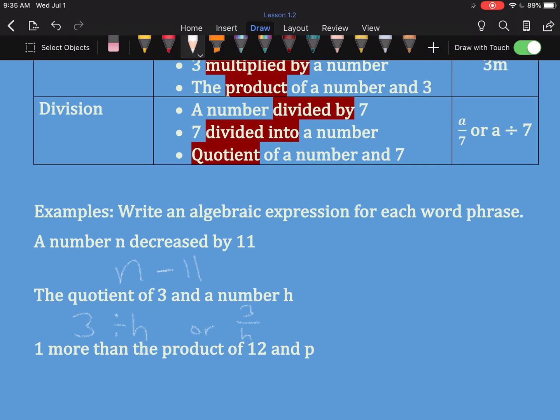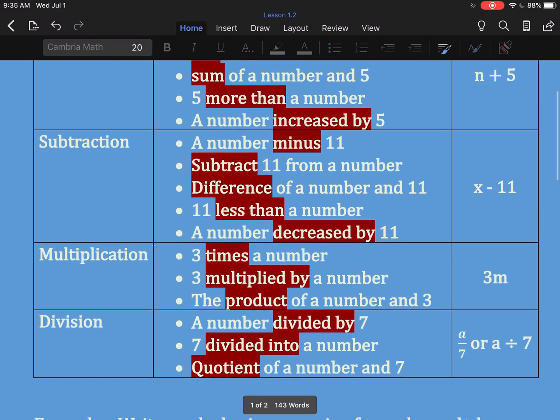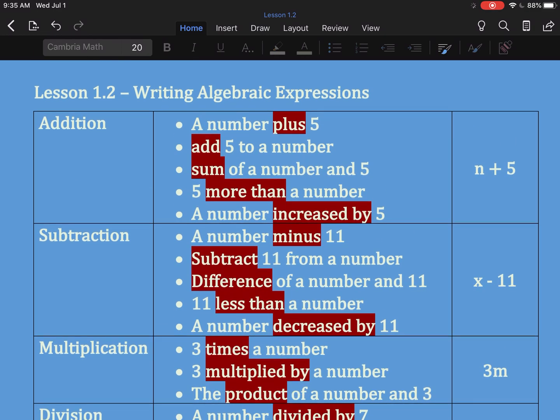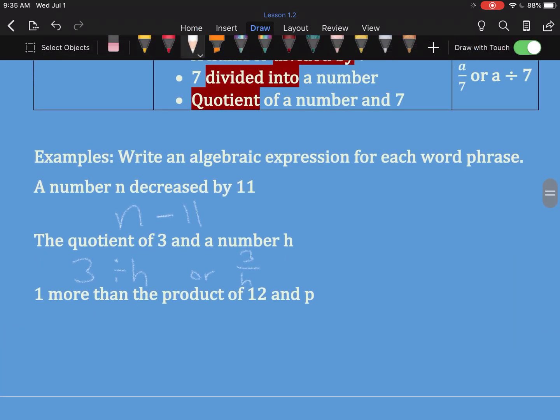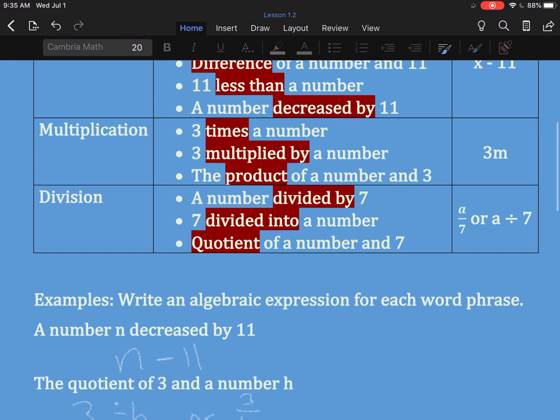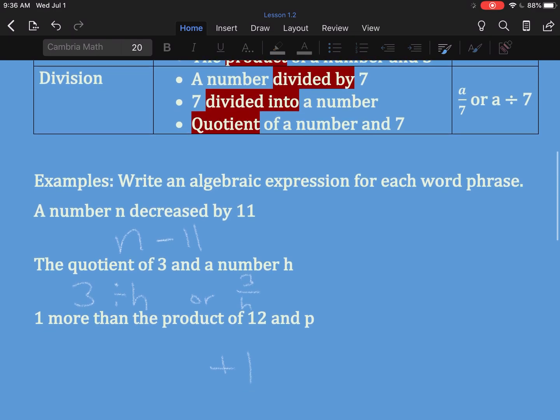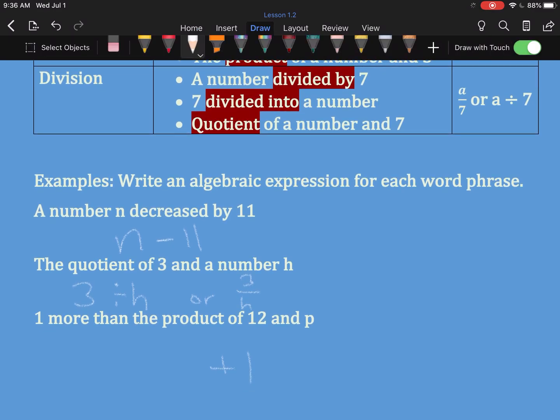1 more than the product of 12 and p. So 1 more than. Let's find more than. Hey, there's more than. 5 more than a number shows 5 being added to whatever comes after it, a number. So 1 more than means 1 will be added onto something. What? The product of 12 and p. Product, there's product. The product of a number and 3 is shown as 3 times m. So the product of 12 and p is 12p.